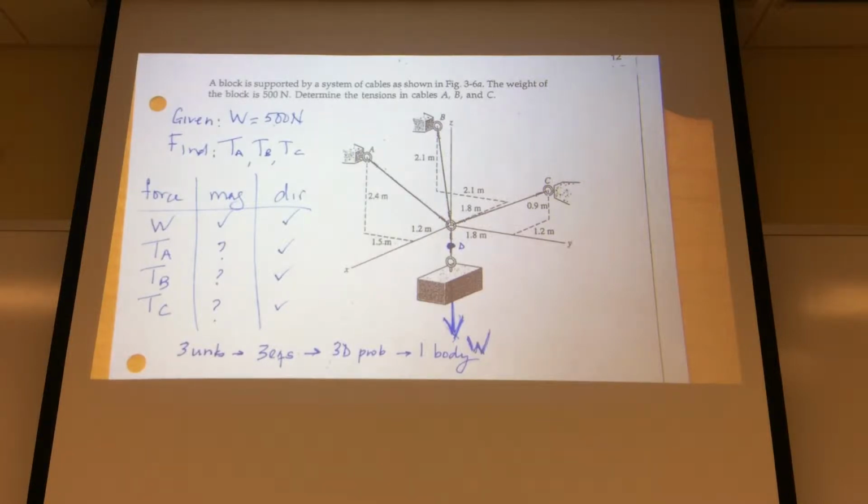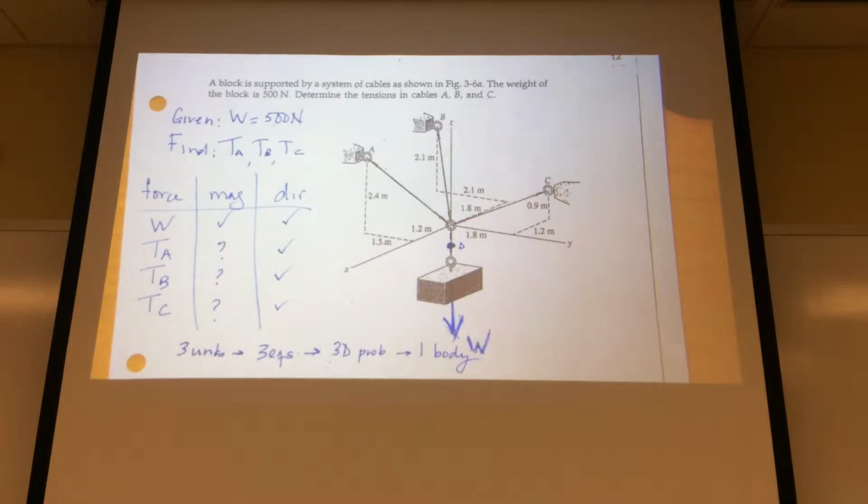How about in the y? Look at where the y-axis is. Which distance are they giving you parallel to the y? 1.5. Is it going in the positive or the negative y? Negative. Look at where the z is. What distance is parallel to the z? 2.4. Is it going in the positive or the negative z? Positive z. Okay, let's try TB.